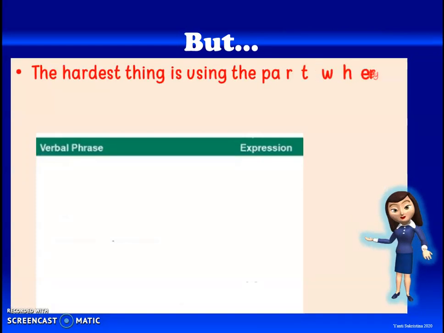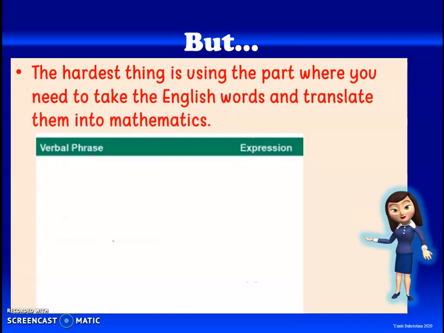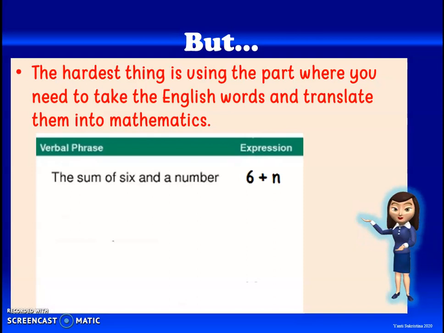But the hardest part is taking the English word, or an Indonesian word, and translating it into mathematics. Example: the sum of 6 and a number. So you may write a math expression: 6 plus n. n represents a number.